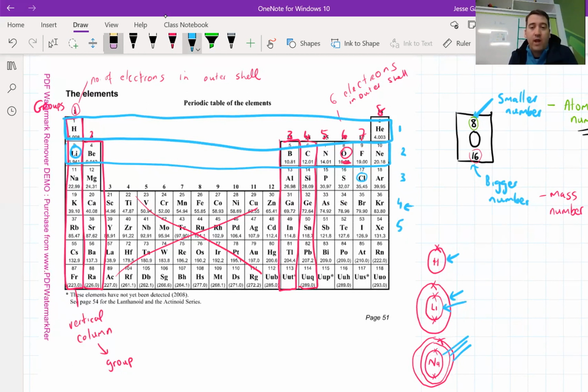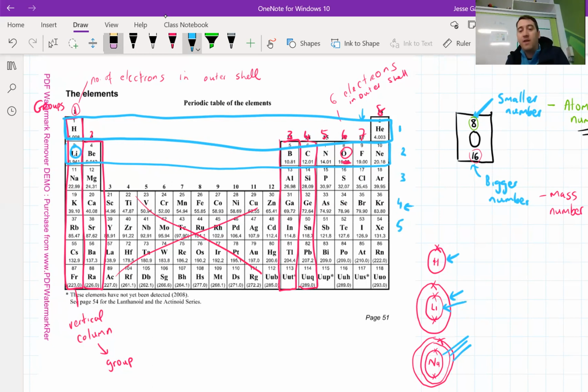Okay, you should have said 3. And the reason for that is because its period number is 3. It's in period 3, got 3 shells of electrons. How many electrons has chlorine got in the outer shell? There it is again. Okay, so I'm hoping that you were thinking 7, because it's in group 7. Group 7, period 3. So 3 shells of electrons, and the outer shell has 7 electrons.